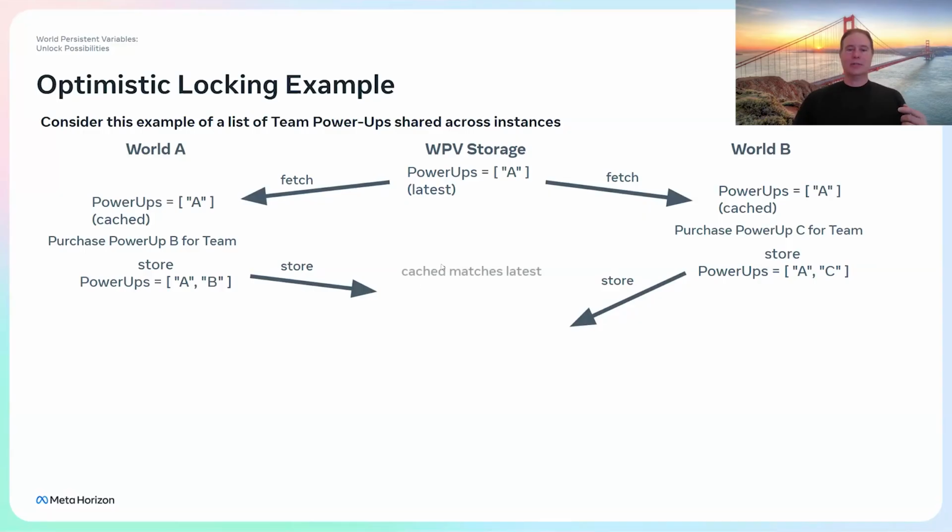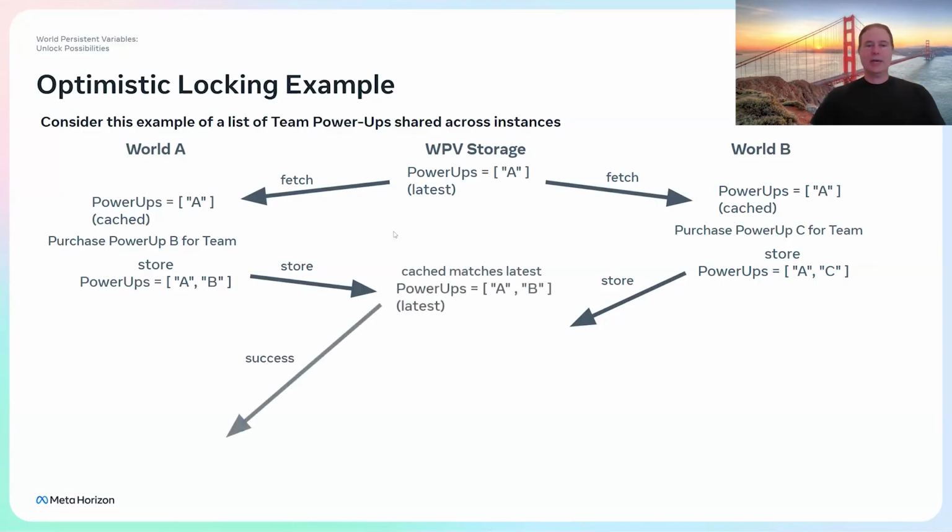And so the server is going to say, okay, your cached version of power-ups had A in it. The latest version of power-ups is A. So the cached version matches the latest, so we're going to take your value. We're going to say, okay, A, B is the new thing. This is the new latest. And I'm going to send you some result back.